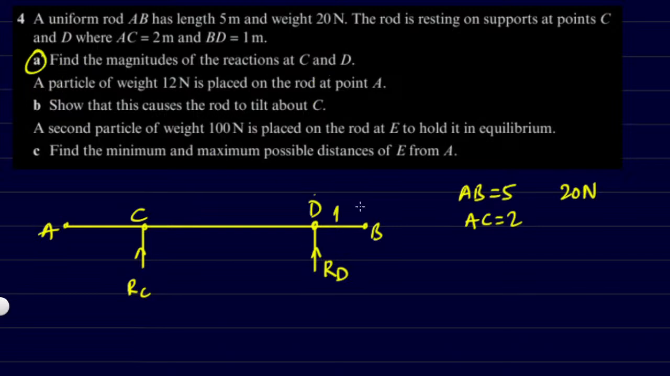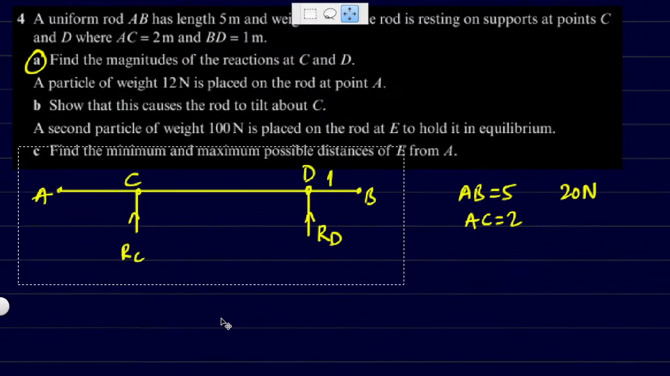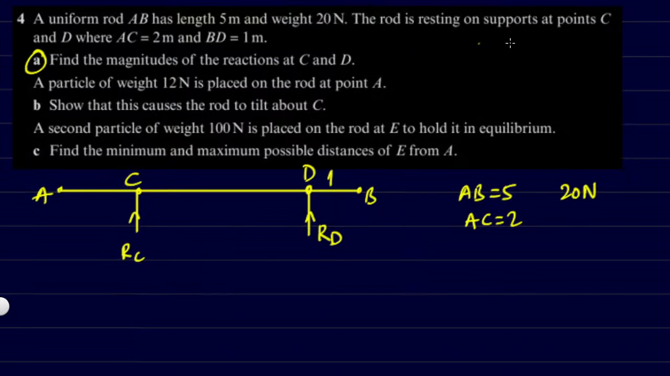So A bit. Ready? Yes, sir. So is our rod uniform? Yeah, he is telling it's uniform rod. So weight will be acting at the center midpoint, and weight is 20 newtons. And we know the length AM will be total length 5 by 2, that is 2.5.